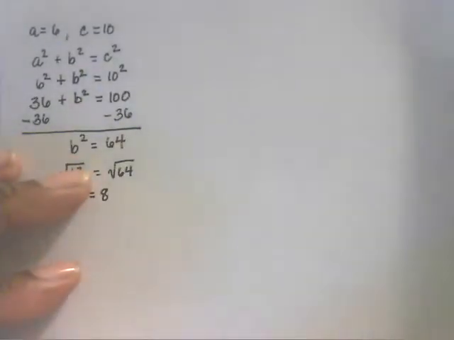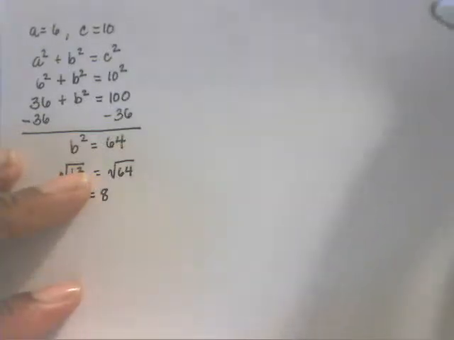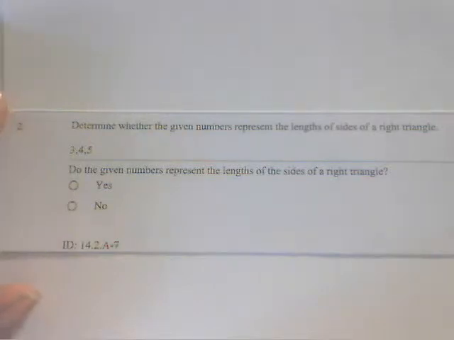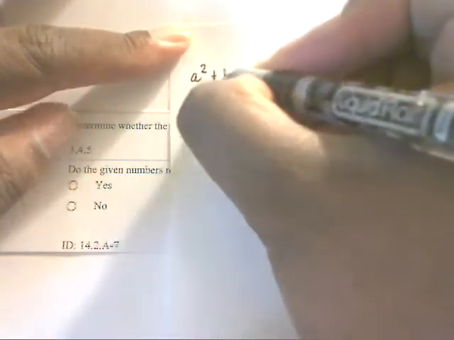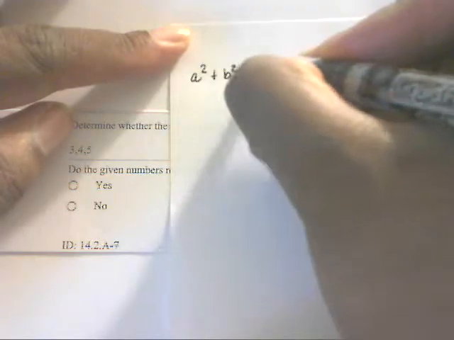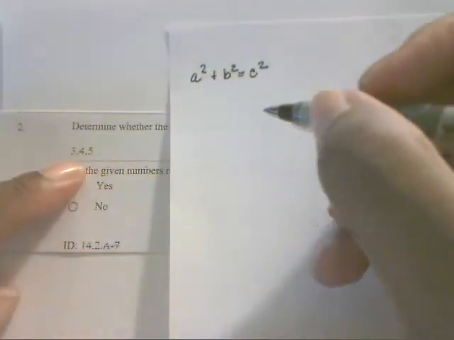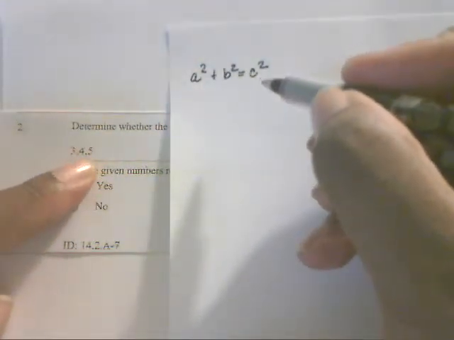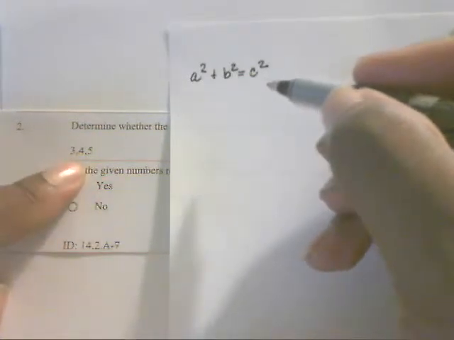Okay, now let's look at the next problem. Here we want to determine whether the given numbers represent the lengths of the sides of a right triangle. In this case, 3, 4, 5. This is where we're going to use the Pythagorean theorem, which is of course A squared plus B squared is equal to C squared. The C is the longest side, which is going to be the 5. The 3 and the 4 are going to be my legs here.